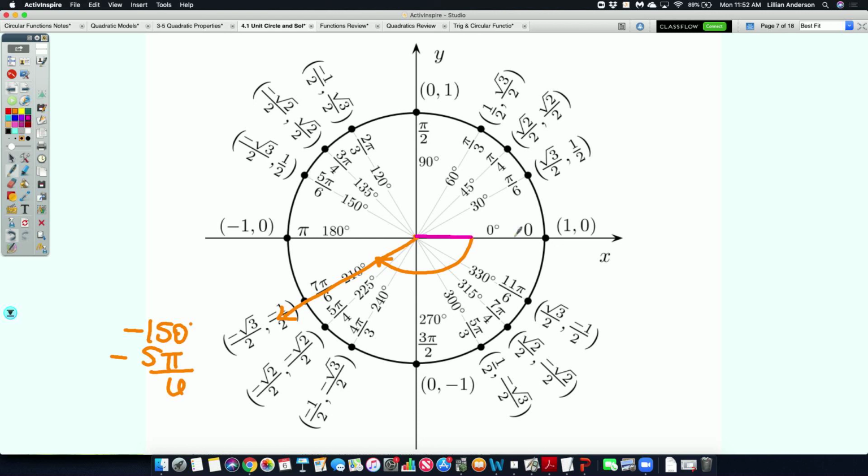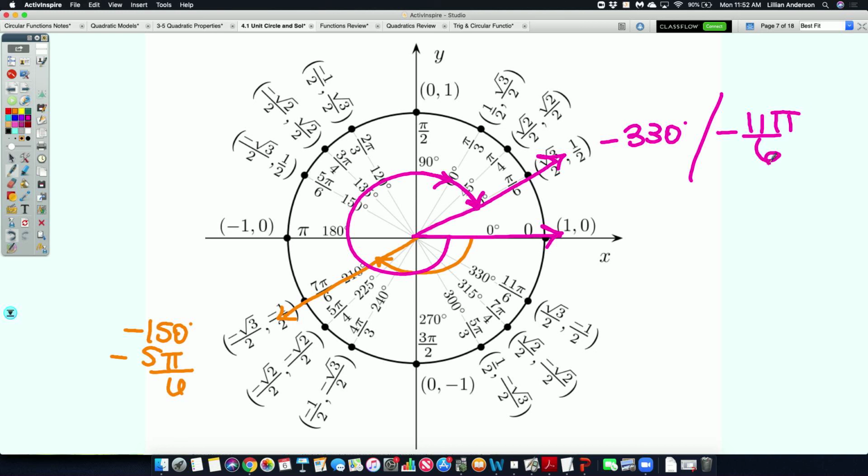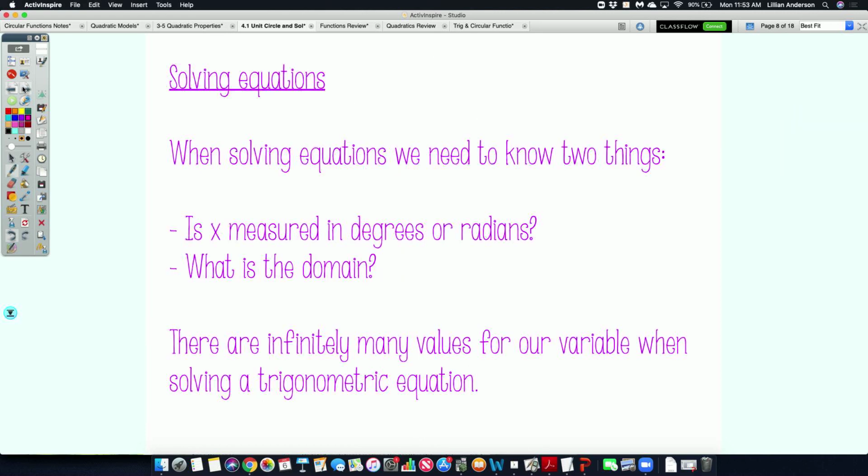What if we went to this angle right here? That would be negative 330 degrees, or as a radian? Negative 11 pi over 6. But the ordered pair would still be the same because you're still in the first quadrant. So your ordered pair would still be positive, and it will still be square root of 3 over 2 and 1/2. We're okay on that? Yes. Okay. Because you'll need that when we're going into solving equations, okay?